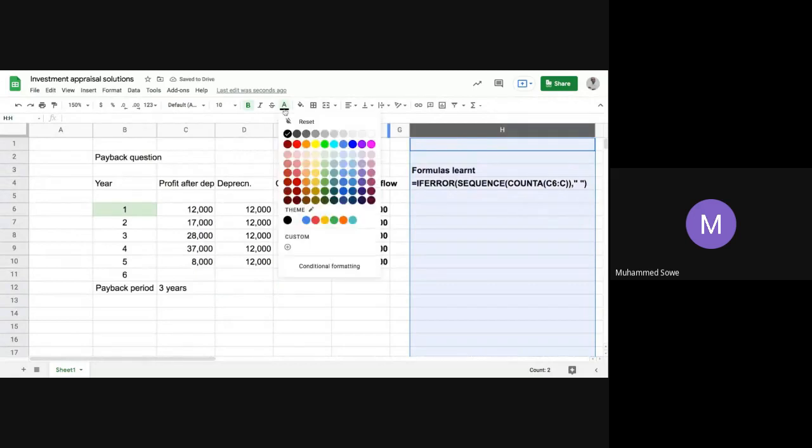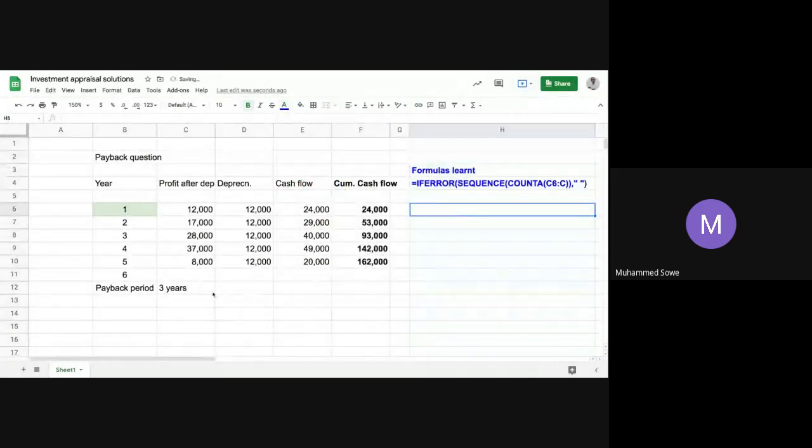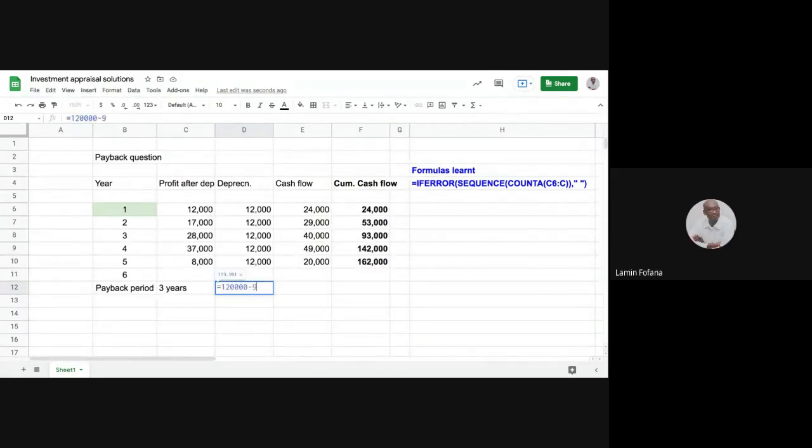What I was saying is the outlay we know is 120,000. So we are going to subtract the cumulative cash flow at year 3, which is 93,000, right? Then we divide by the cash flow of the year where the month falls. We know it's 3 years, some months. So the formula is equals 120,000 minus 93,000, in brackets, divided by 49,000. That is the corresponding cash flow of the month.